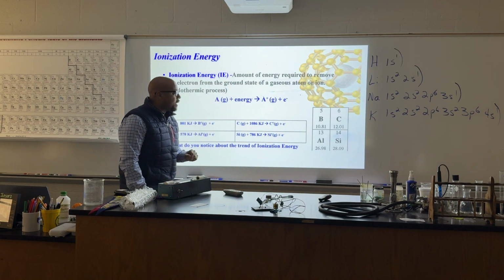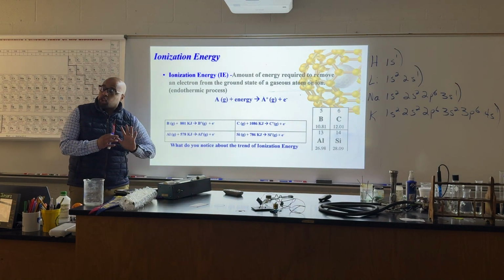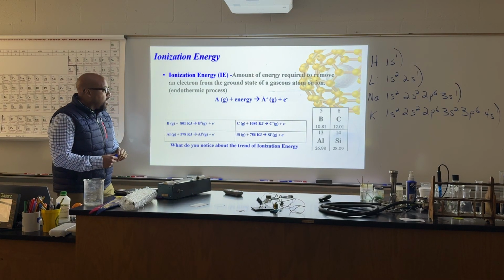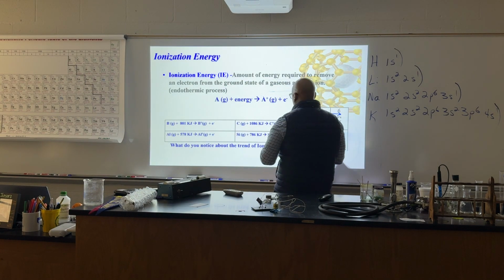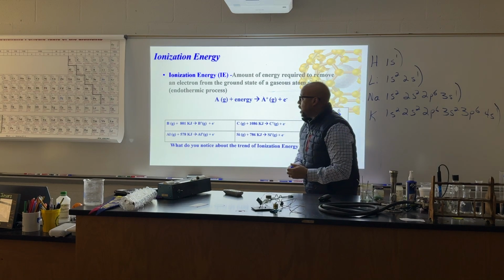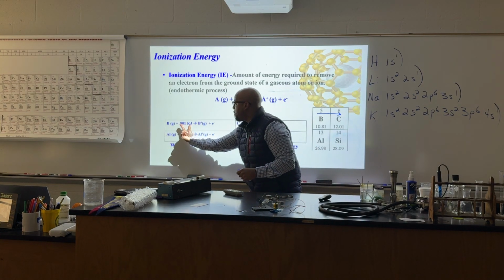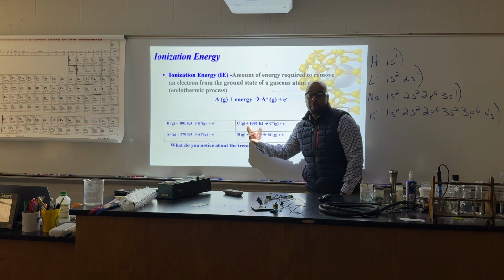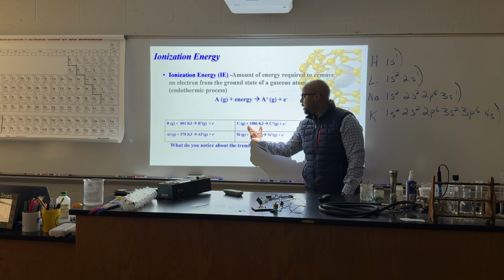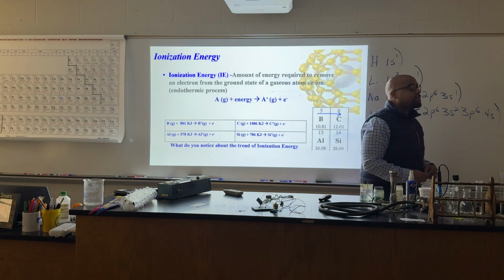But if you look at the trend of the ionization energy, you'll notice that as I move across the periodic table, going this way right here, look what's going on with the ionization energy. Boron is like, you need 801 kilojoules. Carbon is like, well, you need a lot more to remove my electron in this case. You need 1,086.